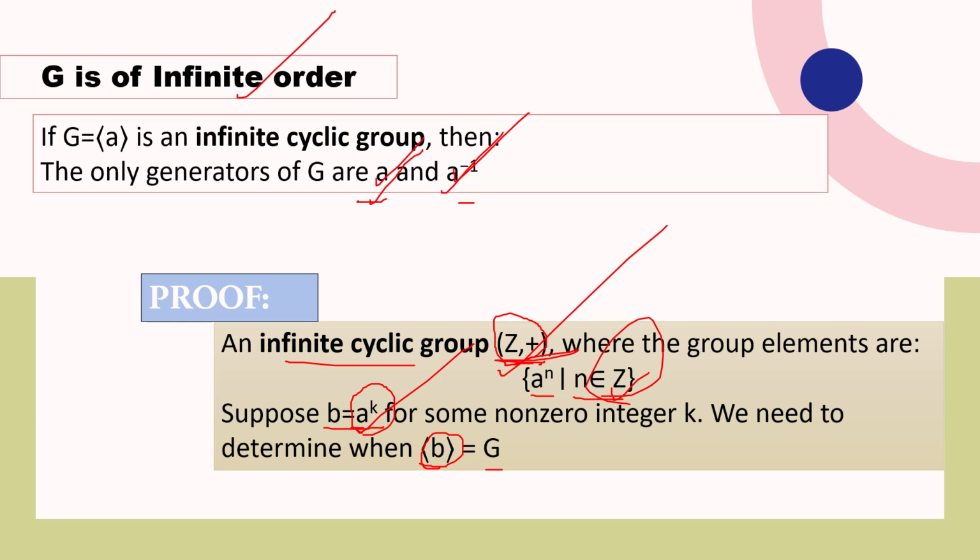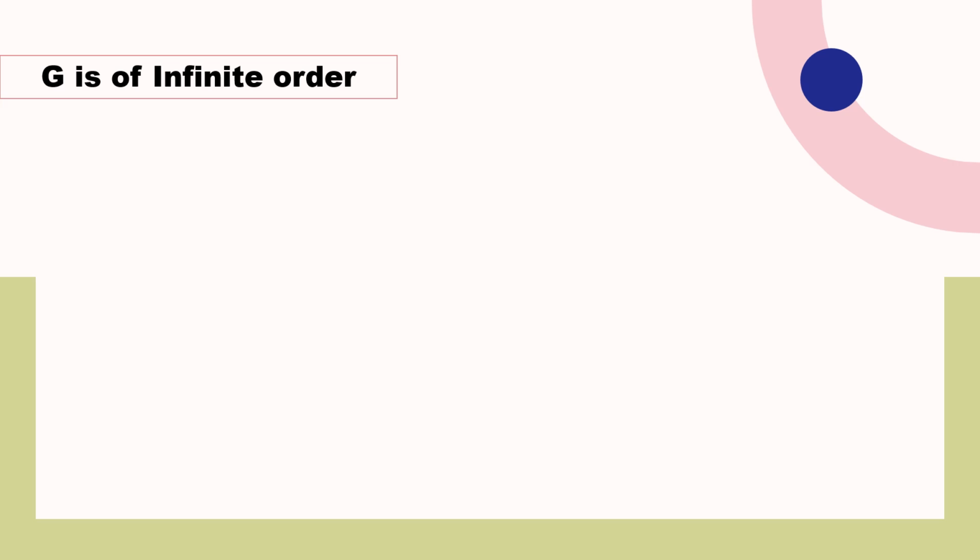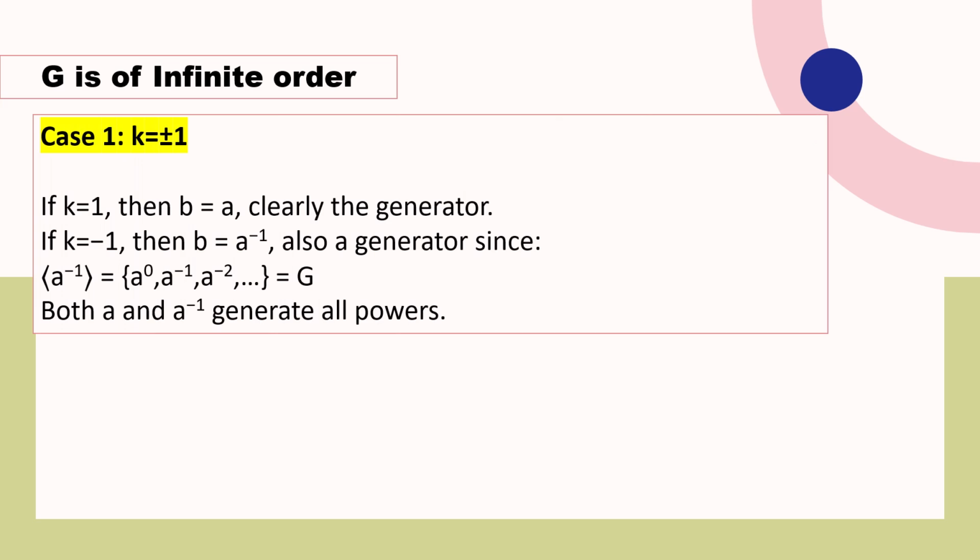Why are we taking a raised to k? Since in a finite cyclic group, a raised to k generates the group, right? We already proved that. Does a raised to k also generate for an infinite cyclic group? Does it or does it not? So let's take the same a raised to k and prove it for an infinite group. If it's true, then a raised to k generates. But if it's not true, obviously there is a difference between finite and infinite, right? So that's what we're going to do.